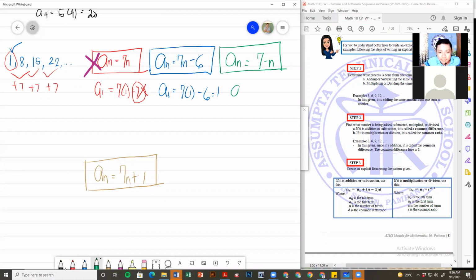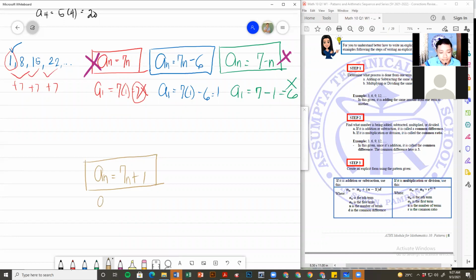So A sub 1 is equal to 7 minus 1. Oh no, this is 6. And it doesn't work, because the first term should be 1. So far, blue is still standing. Let's now continue with the brown. A sub n is equal to 7n plus 1. Let's see if it will match.